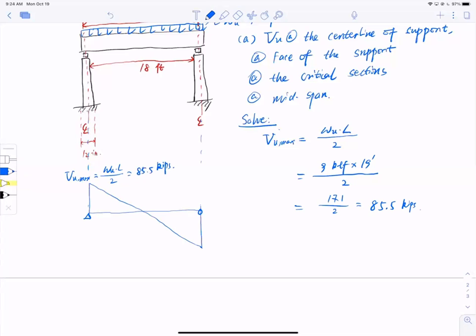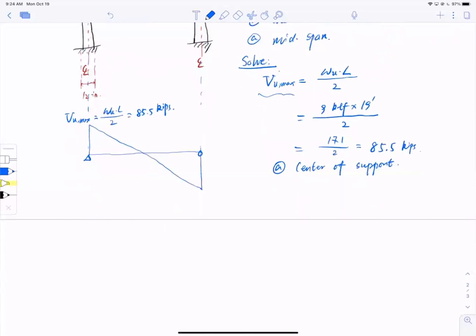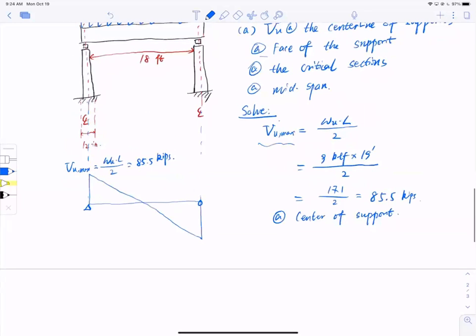So this is my maximum shear, 85.5 kips, at the center of support. Okay, so go down from here, from the maximum shear. I want to find the next one, which is the face of the support. So let me just use a different color. I say face of support right here.